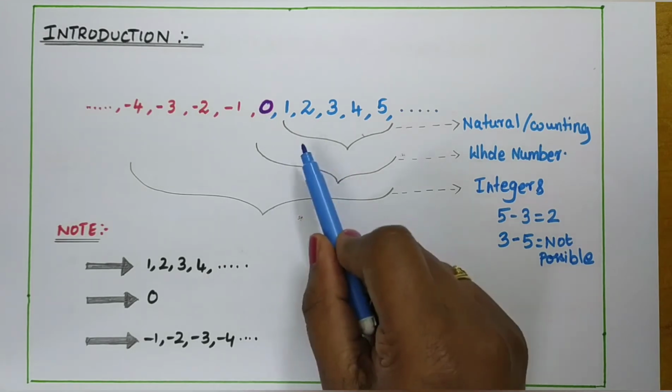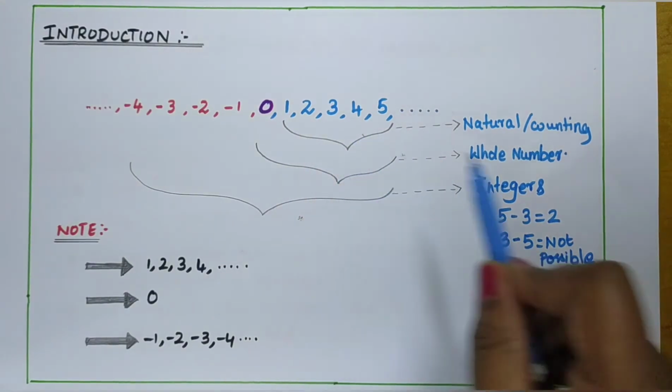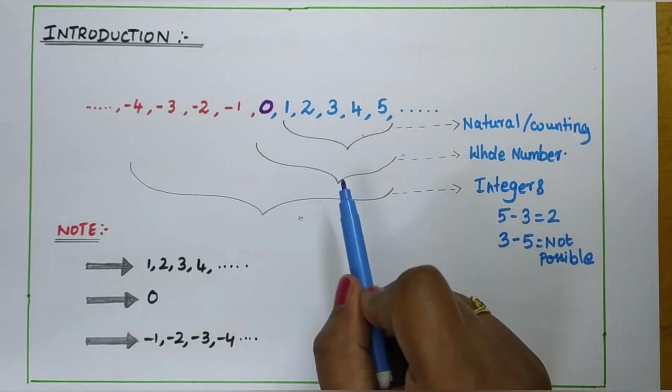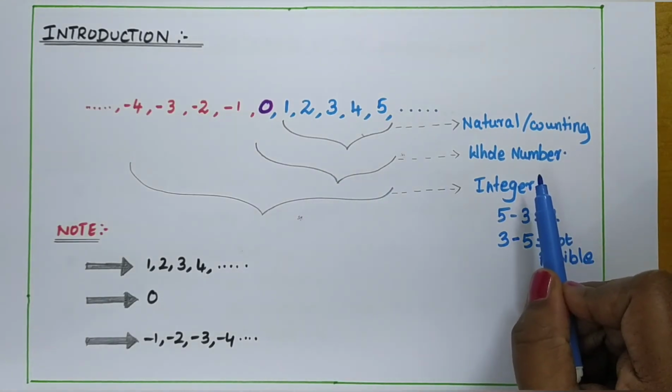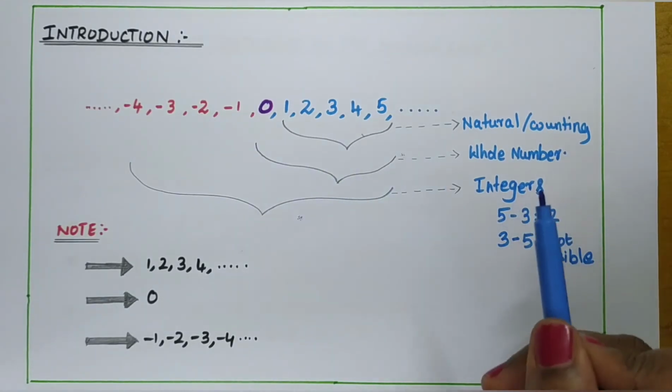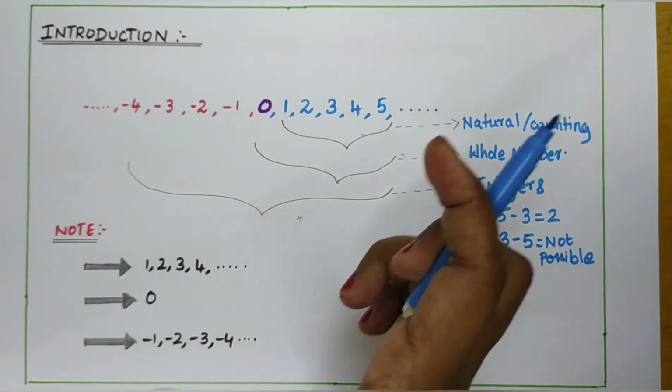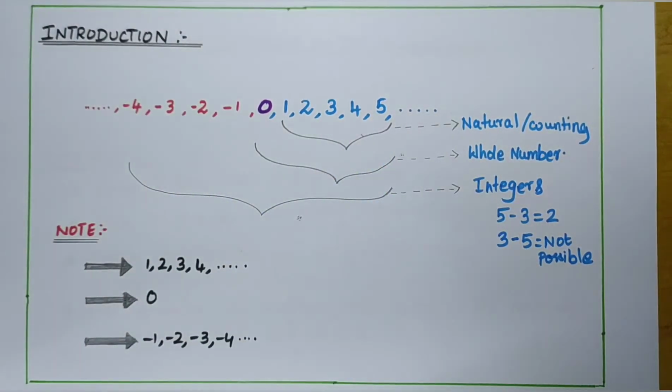The numbers 1, 2, 3, 4, 5, etc. are called natural numbers. When we add 0 with that, it is called whole numbers. When we extend the number series towards the left-hand side as minus 1, minus 2, minus 3 and so on, it is called integers. The combination of all that is called integers.